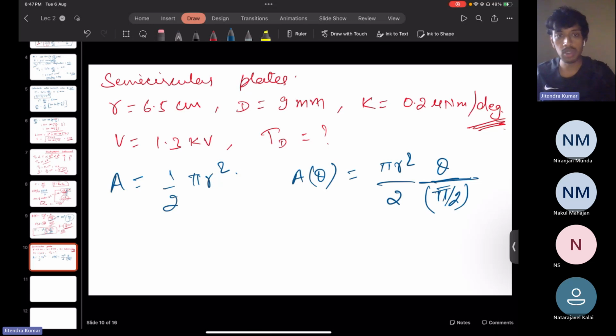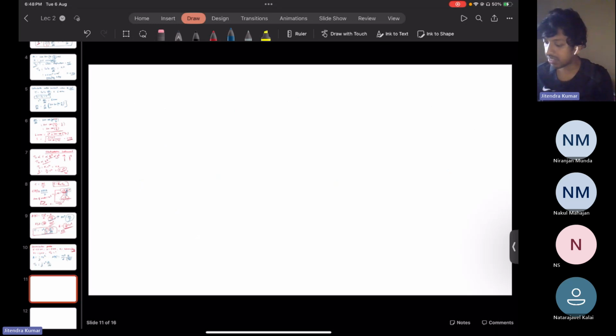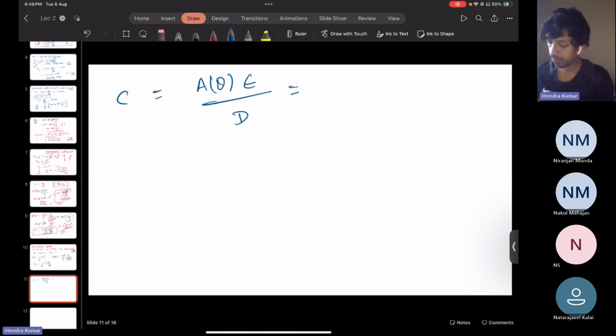So now next thing, what should we do? Because deflection is not mentioned, we cannot go ahead with deflection torque equal to k theta like the last question. So we will have to calculate TD is equal to half V square dC by d theta. And first we need to define C. C is equal to half how, what, A theta into epsilon by d, and A theta we have found as pi r square by 2 into theta by pi by 2.